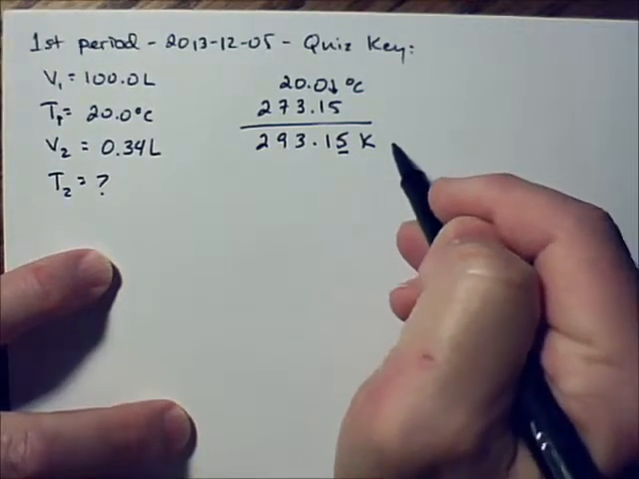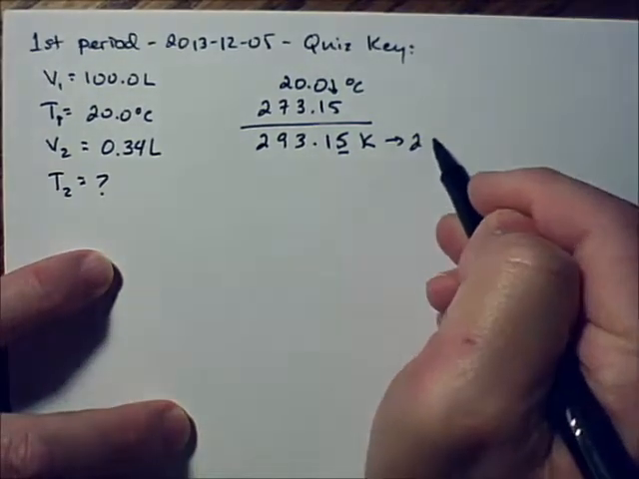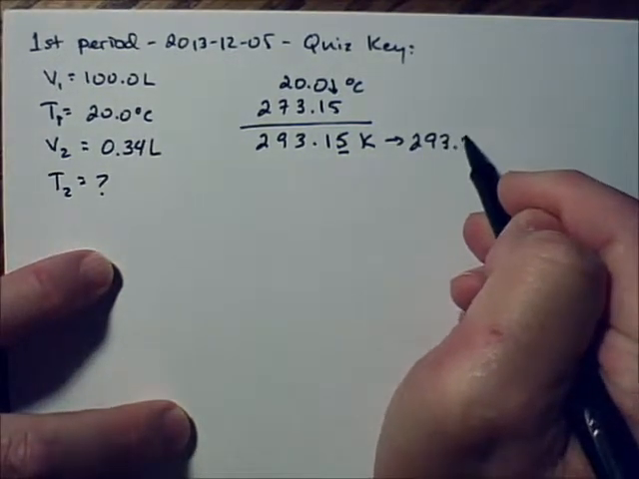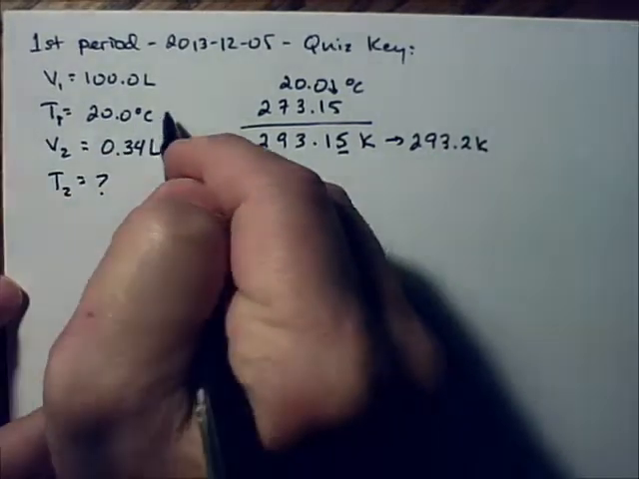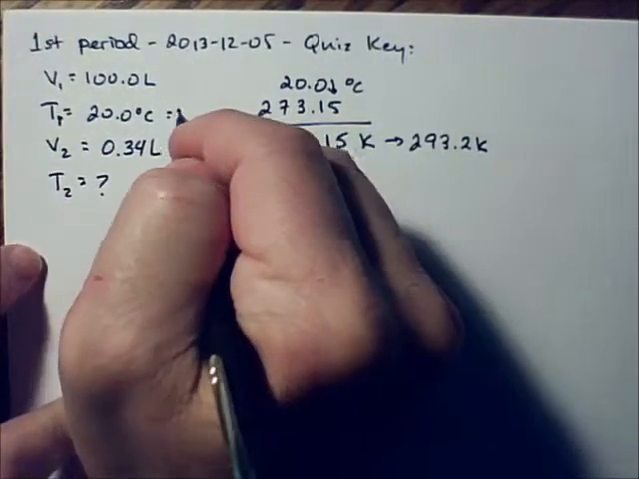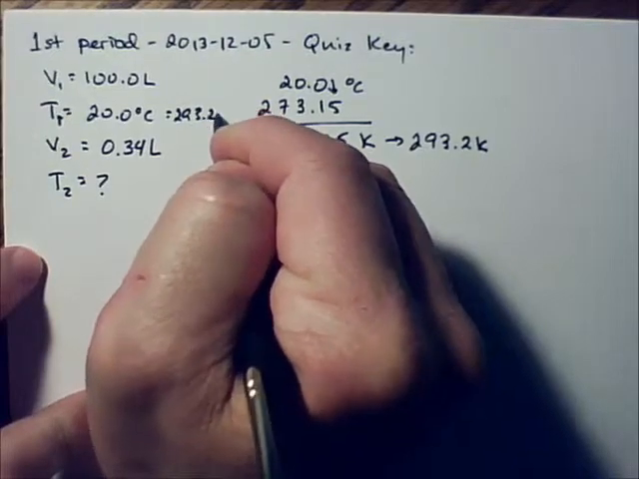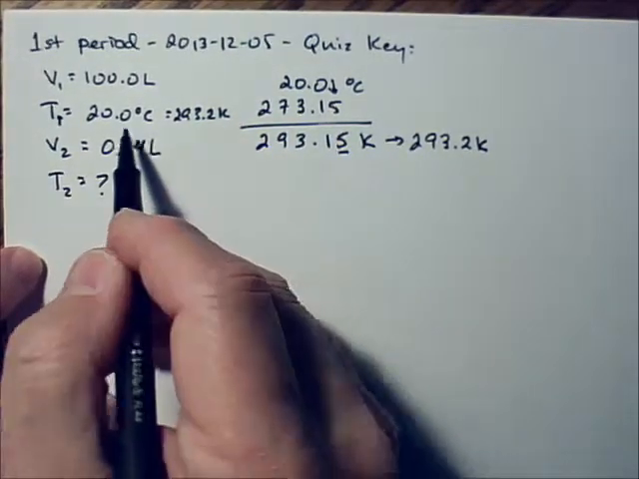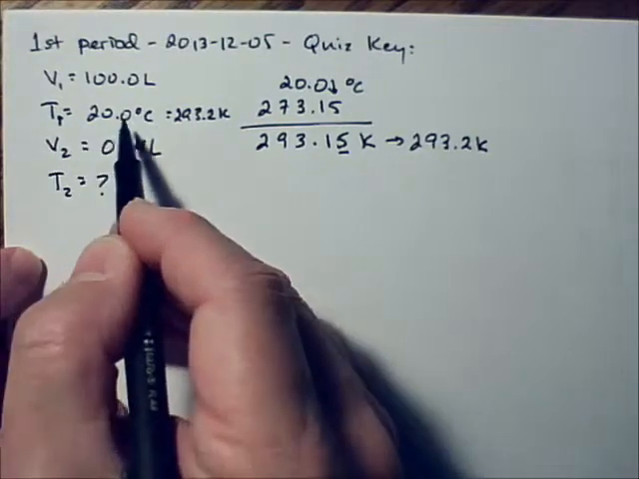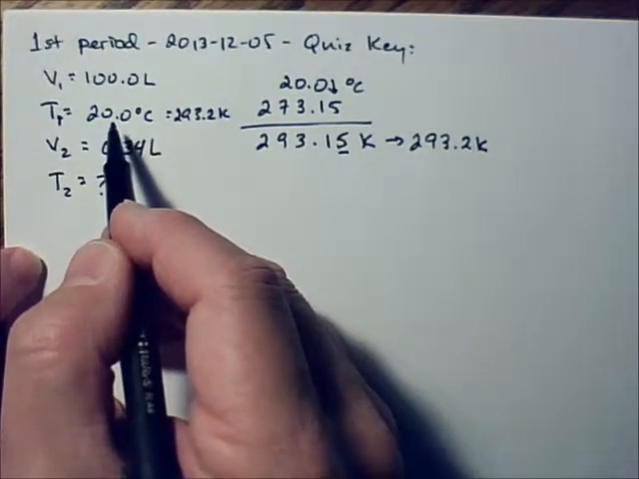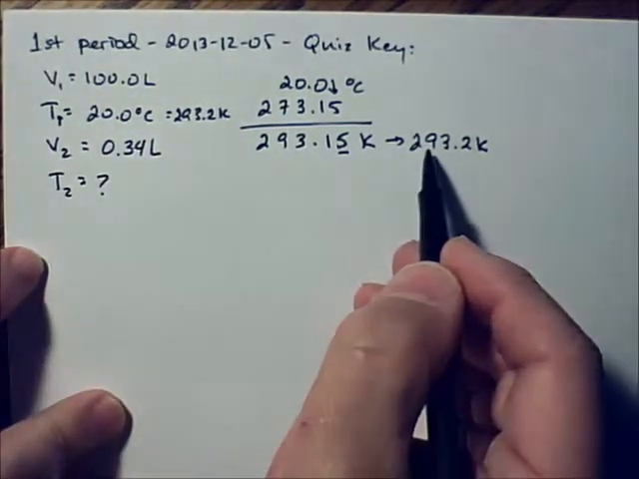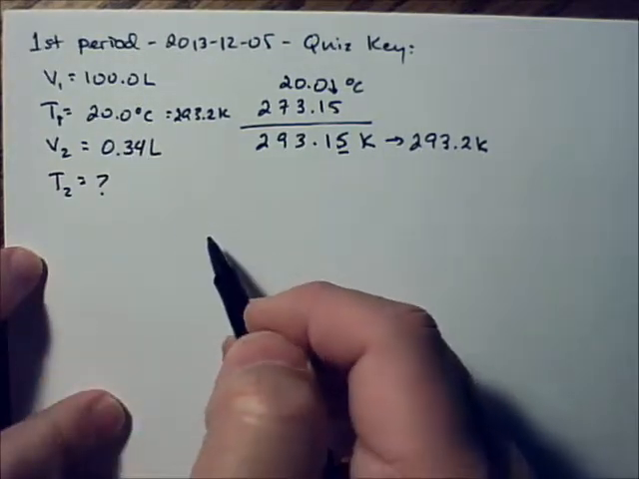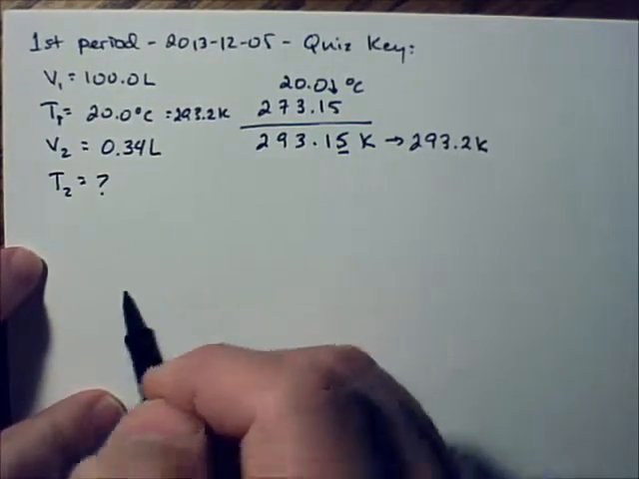All right, and we're going to round that off then to 293.2 K. And so our temperature then is going to be 293.2 K. Now, it's not required that you write it here. You can have either this temperature or this temperature next to T1. Does that make sense? But you can't use 20 degrees C in the problem. You have to convert to Kelvin in the problem.